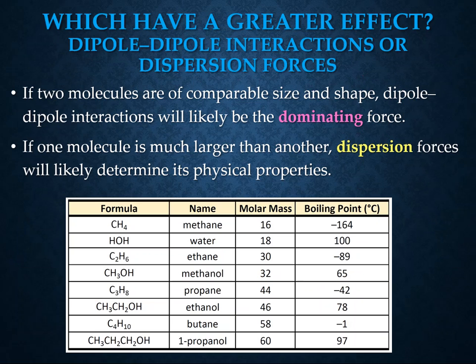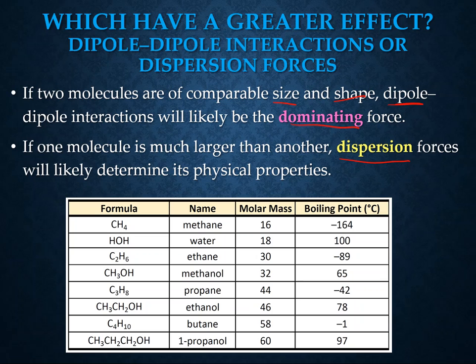This one also compares two different categories, things that are polar with things that are non-polar. If you're looking at things that are comparable in size and shape, the dominating force is going to be the dipole-dipole interactions. If they're similar in size and shape, that's what we look at. If one is much larger than the other, then we would really want to look at dispersion forces to compare.